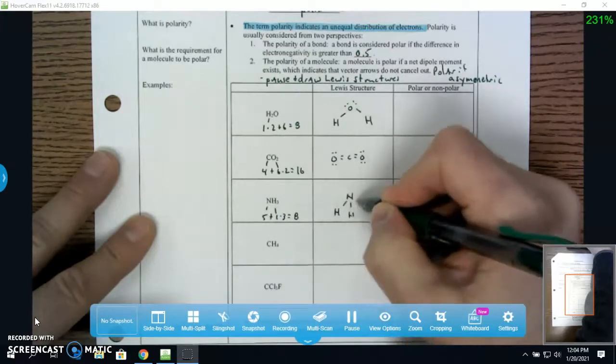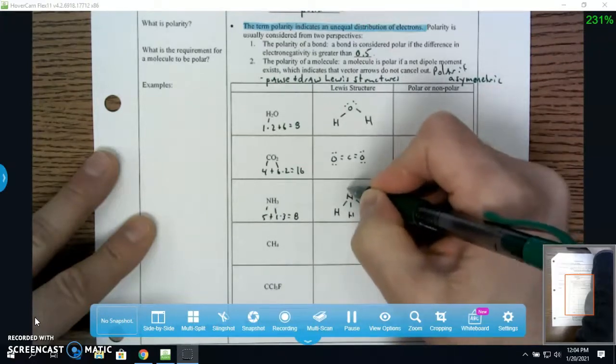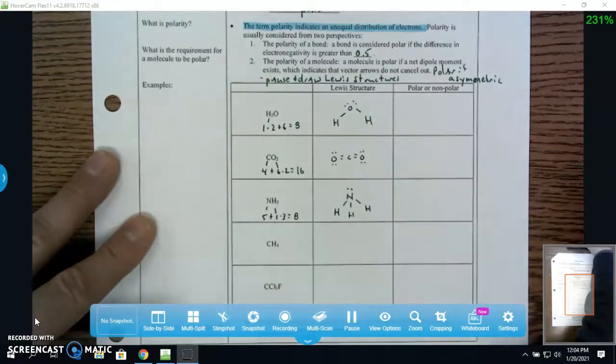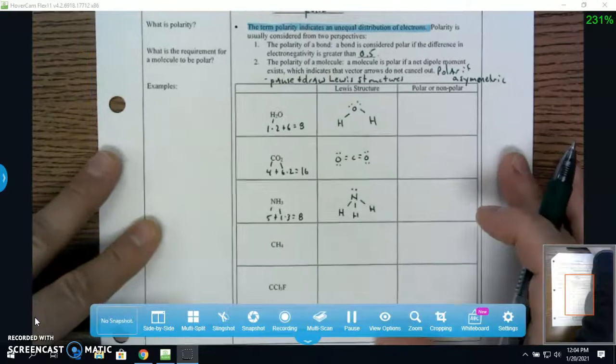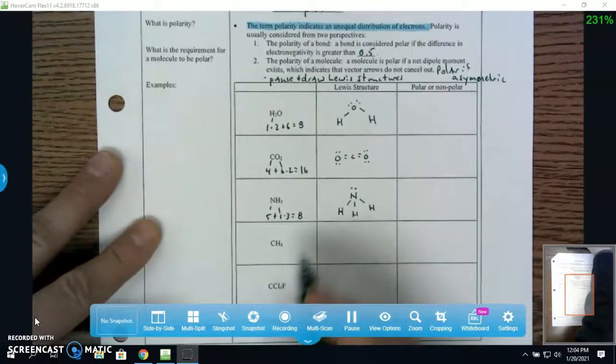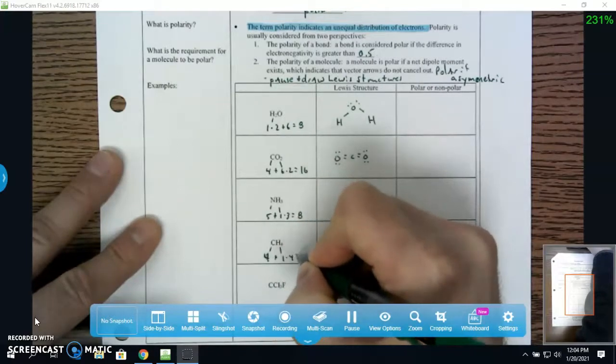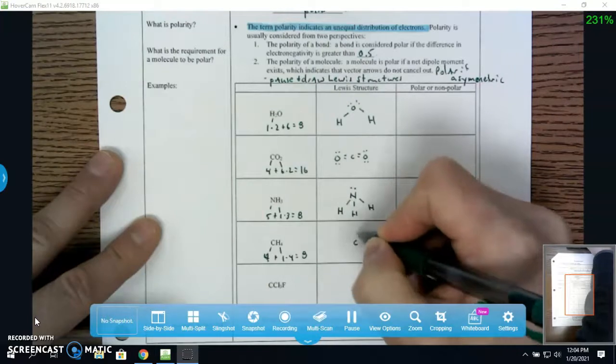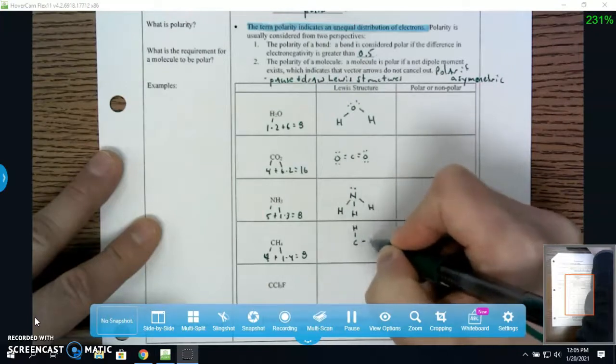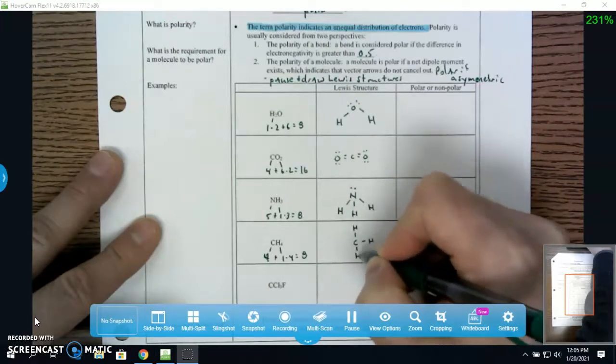Because I know that ammonia, NH3, takes a pyramidal structure, I'm going to draw it like a pyramid, and you're going to see why that's important in just a minute. Right, CH4. Carbon is our central atom, and it's flanked by each of the 4 hydrogens.